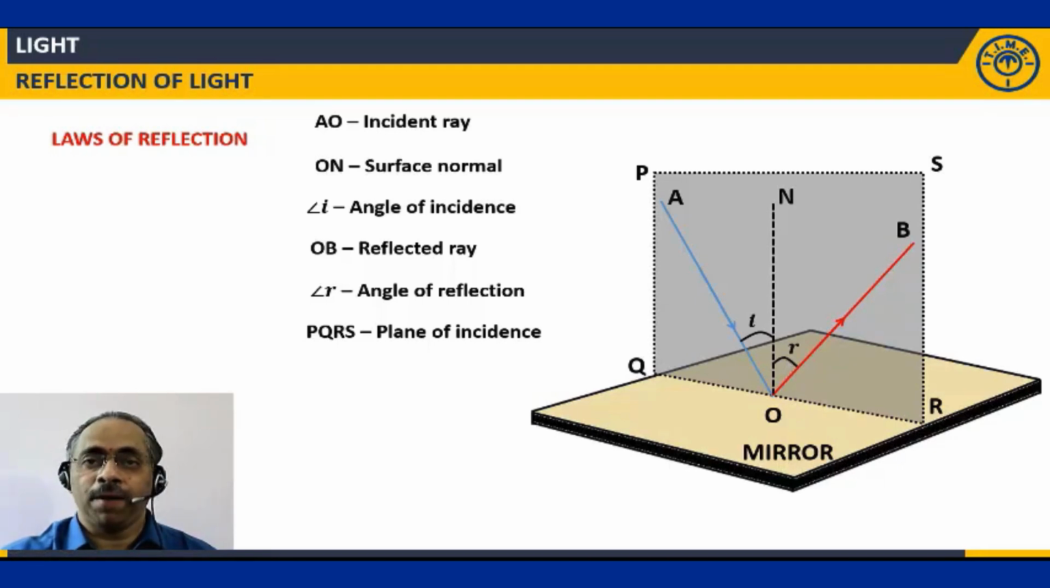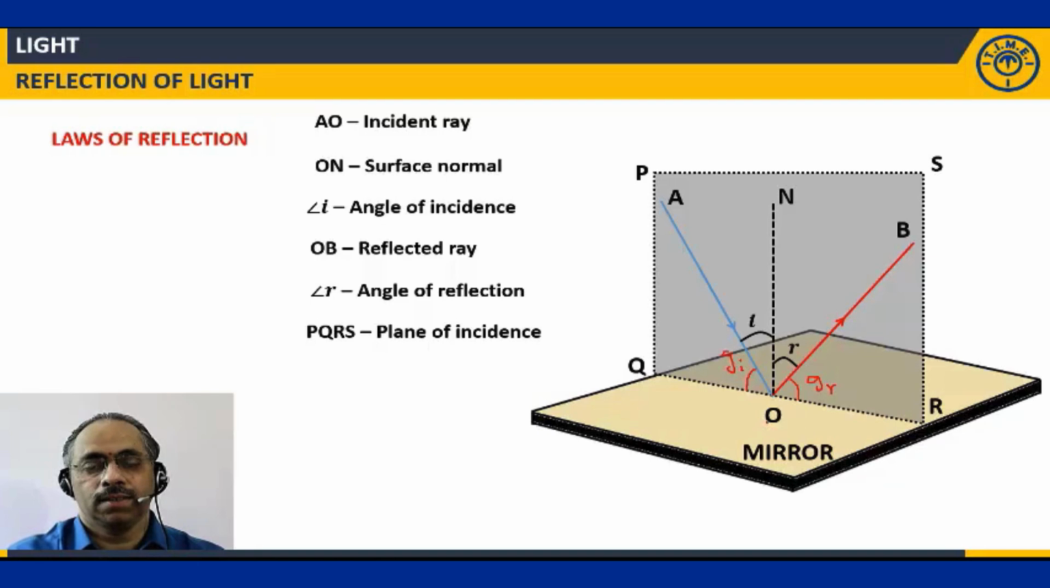Okay. Apart from this, we also have two other angles. Here you can see AOQ. Okay, let me show you clearly. This angle AOQ is called the glancing angle of incidence, GI. Let me write it as GI. So GI is called the glancing angle of incidence. And this one here, this angle is known as the glancing angle of reflection, GR.